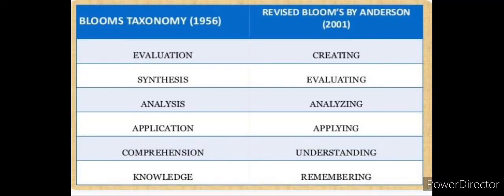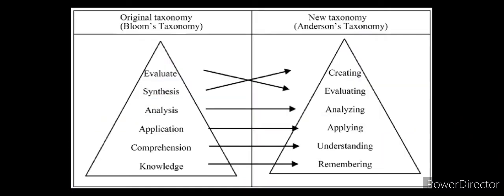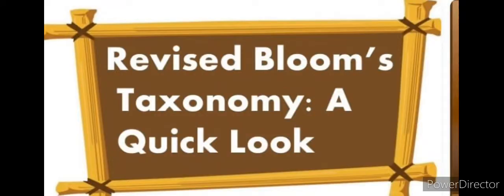Somehow the two are similar, however, the highest level of the cognition in the revised version is creating, while in the original it is evaluation. Take note that the original version is stated as nouns while the revised version is stated as verbs, which implies a more active form of thinking. In the original version of Bloom's taxonomy 1956, we have knowledge, comprehension, application, analysis, synthesis, and evaluation. While in the revised Bloom's by Anderson 2001, we have remembering, understanding, applying, analyzing, evaluating, and creating.